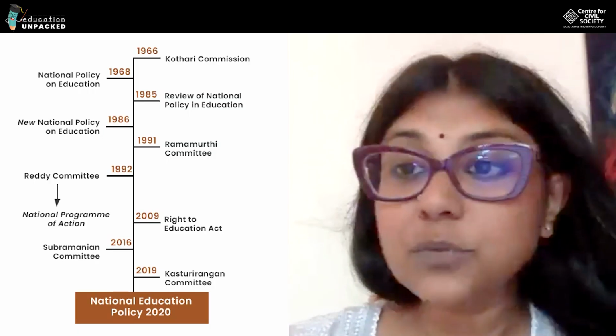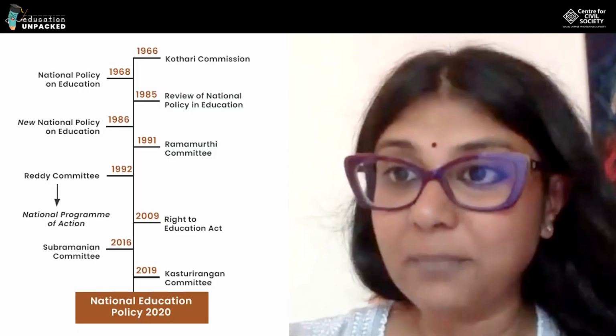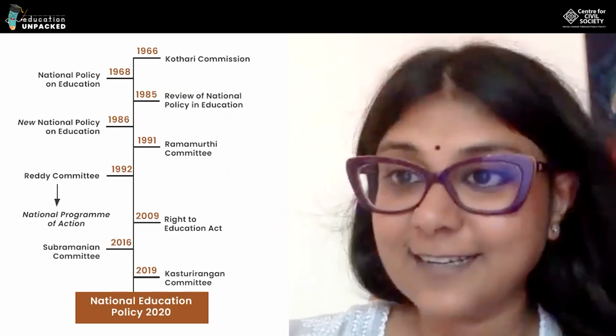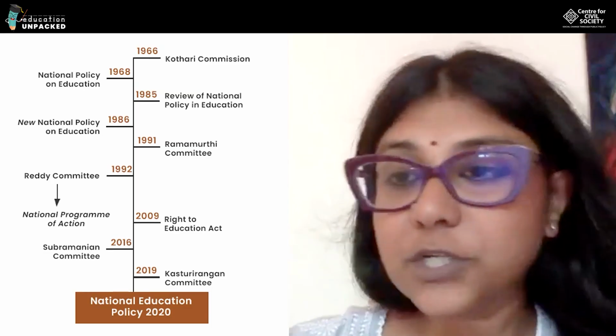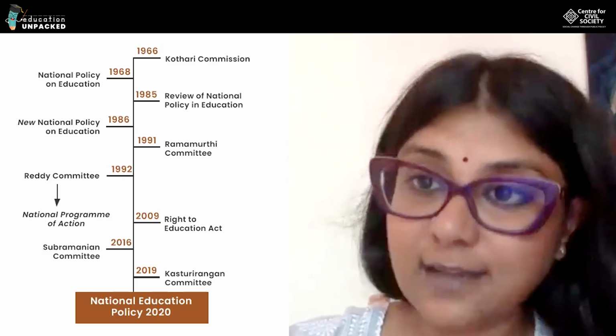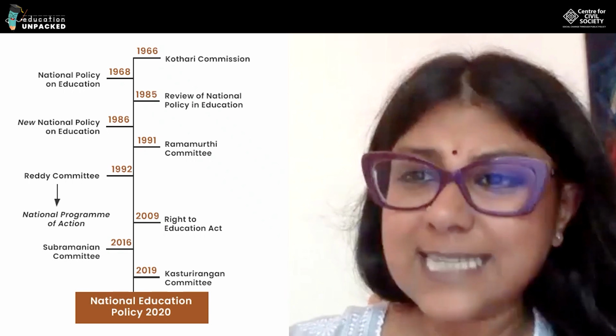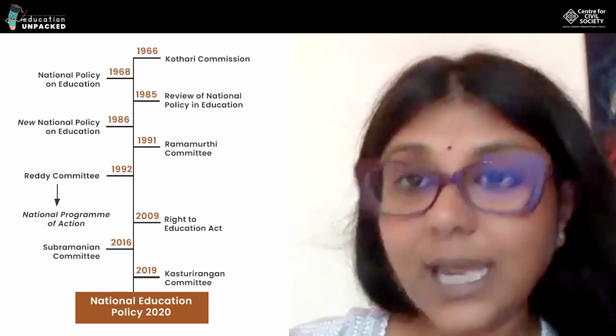The Kothari Commission was headed by Daulat Singh Kothari, who was then the chairman of the University Grants Commission, what we today know as UGC. The idea of the commission was to basically, more than anything else, advise the government for a standardized pattern of education for the whole of the country.